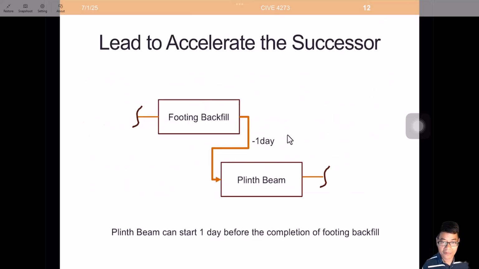Now let's take a look at a few examples. Footing backfill, and then the successor activity is plank beam. So in between there's a 1 day lead, and plank beam can start 1 day before the completion of the footing backfill.